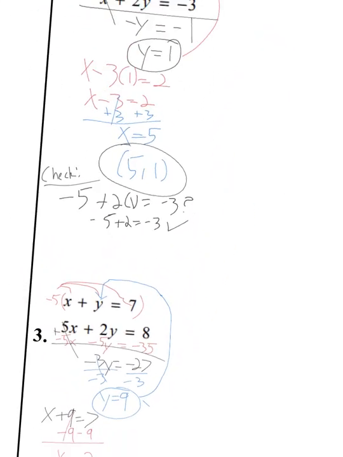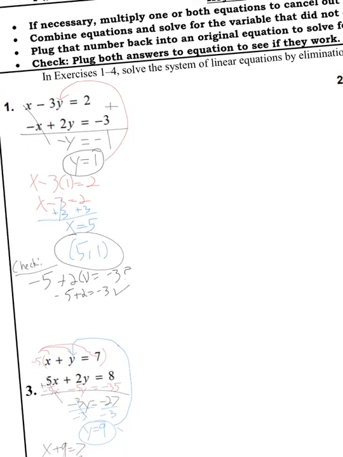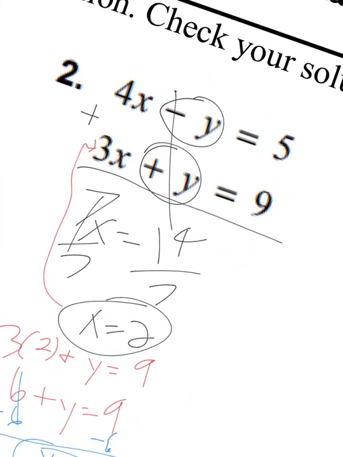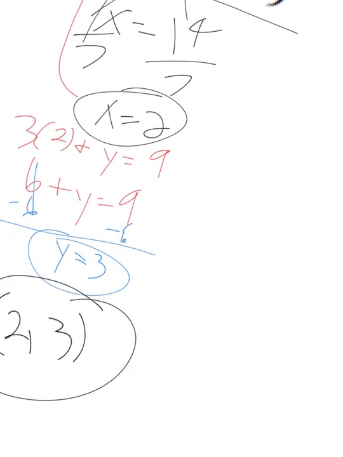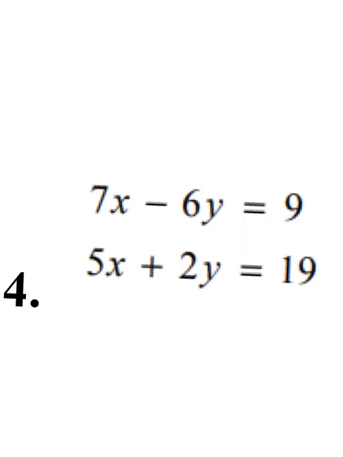Because the first two examples were really easy when compared to number 3, at least. Because they had a variable that could eliminate right off the bat. You need to have the same number of x's or y's, just they need to be opposite signs so you can add the two equations together. So looking at this, nothing's ready to eliminate.